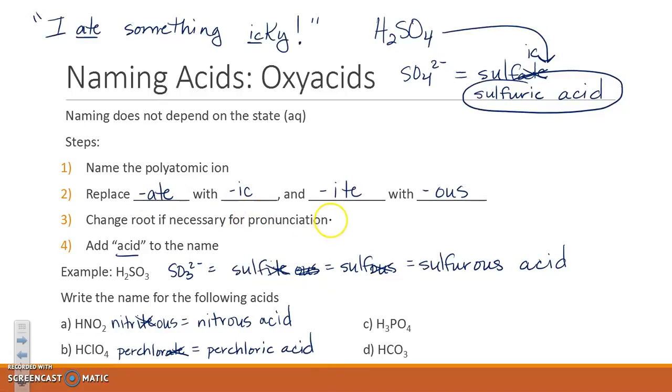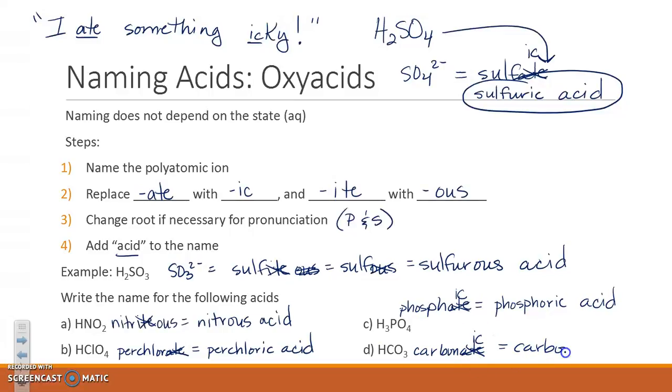Number 3, change root if necessary for pronunciation. The only ones you're really going to do that on is phosphorus and sulfur. So any phosphorus polyatomic ions and any sulfur ions, you'll change those. Okay, with that being said, here's phosphate. All right, so PO4 with a -3 charge is phosphate ion. I ate something icky. We change it to IC, phosphic. It just sounds silly. So we say phosphoric and then acid. Sounds so much scarier, right? Yes. All right, and then CO3 is carbonate. And I ate something icky, so it becomes carbonic acid.